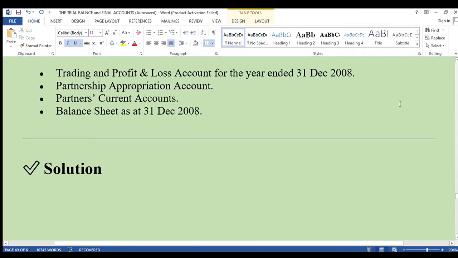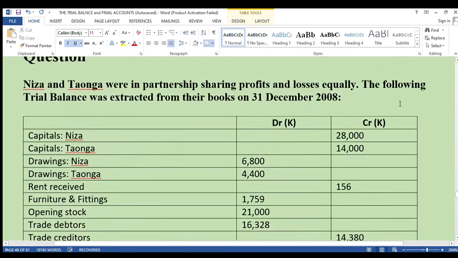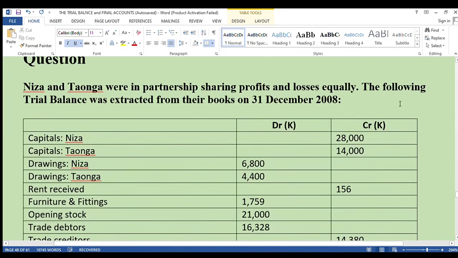Okay, so let's look at an example. I've got this nice example that involves Niza and Taonga, who were in partnership and were sharing profits and losses equally, meaning that the profit they make and the loss they make, they share 50%, 50%. So here's the trial balance for this business.